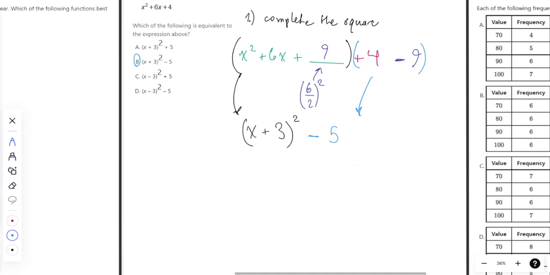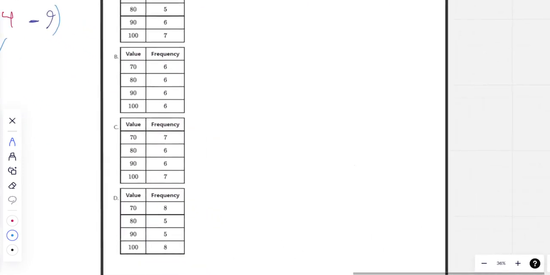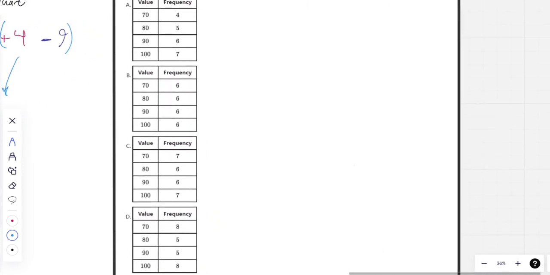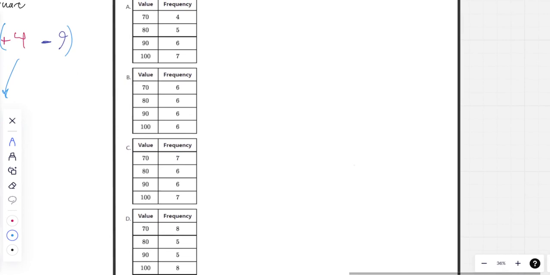All right, let's go on to our next problem. This one's dealing with frequency tables. Each of the following frequency tables represents a data set. Which data set has the greatest mean?